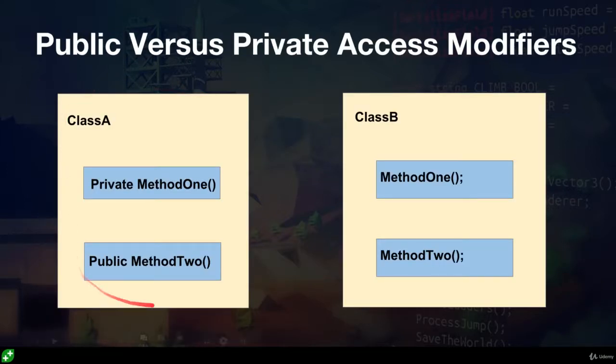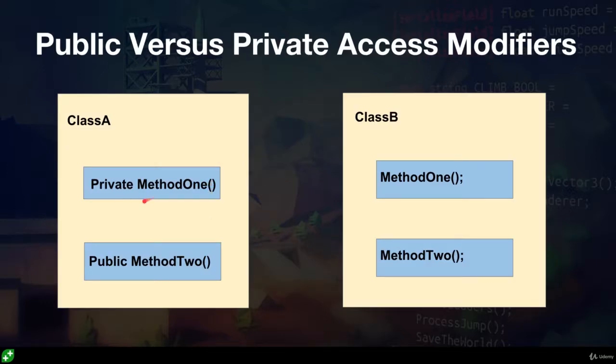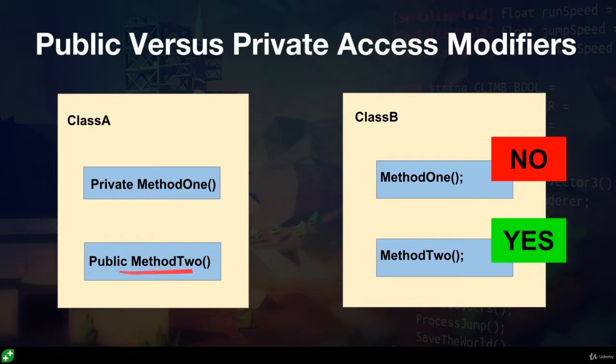Well, let's consider two classes, or two scripts that we have here. This is class A and this is class B. Within this, we have a private method, method 1, and we have a public method, method 2, and we're using the keyword in front of it, public or private. If it is private, this method is only accessible within class A. It's not accessible anywhere else. If it's public, then it's accessible globally. So class B could not call method 1 because it's private, but it could call method 2 because it's public. So that's public versus private. Essentially, making something public makes it global, so you can access it anywhere in your code.